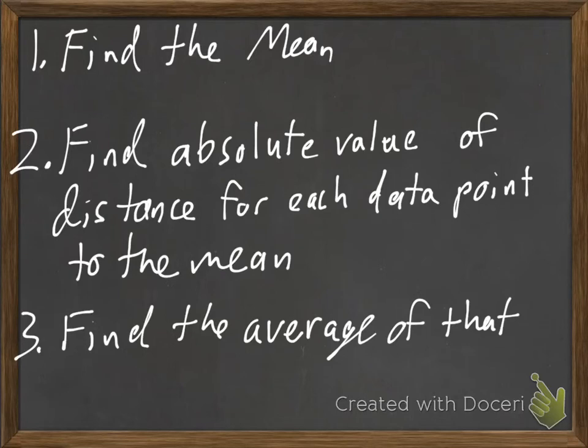So again, find the mean, find the absolute value of the distance from each data point to the mean, and then find the average of that to find our mean absolute deviation.